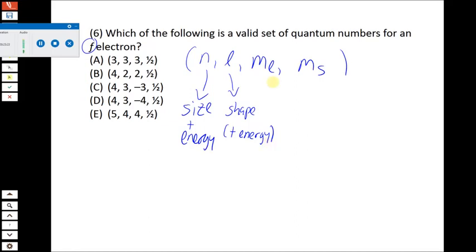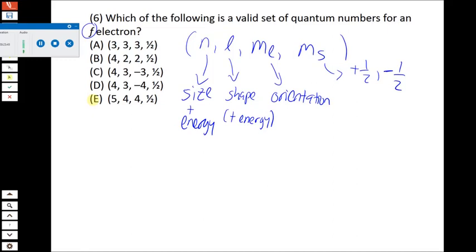And then m sub L tells us the orientation of the orbital. And m sub S is just a property of the electron. It's the spin quantum number, which is either plus 1/2 or minus 1/2, and really has no bearing on anything related to energy. All right, so those are the 4 quantum numbers, a little bit about what they mean.